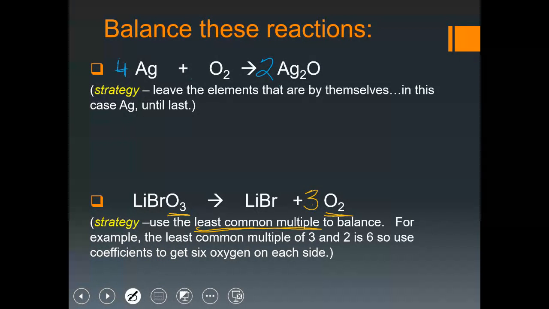To have 6 oxygen on the left, I need a coefficient of 2 to multiply by the subscript of 3, and that gives me 6 oxygen on the left. Now, this 2 in front also doubled the lithium and the bromine. So now I have 2 lithium and 2 bromine. I've got to go back and fix those. I put a 2 here, and that'll give me 2 lithium and 2 bromine.